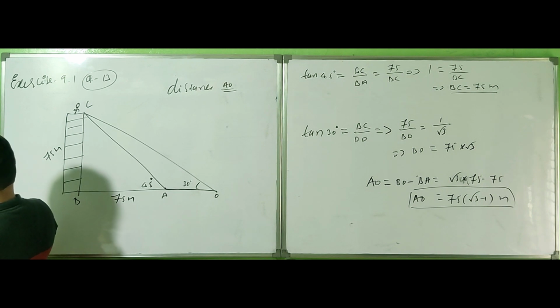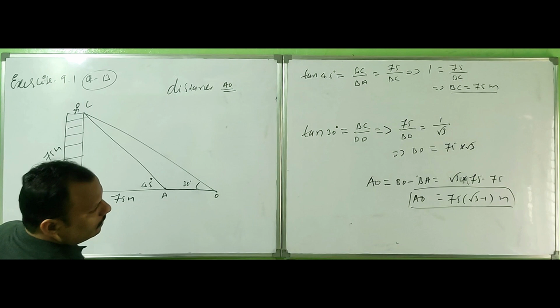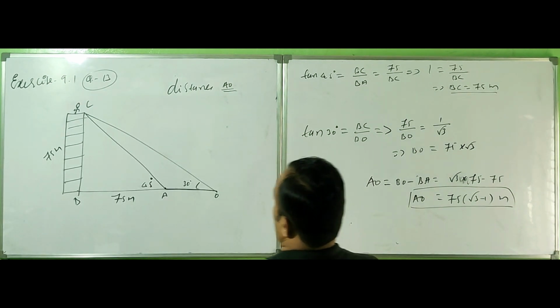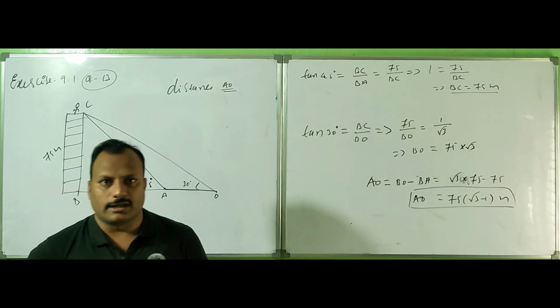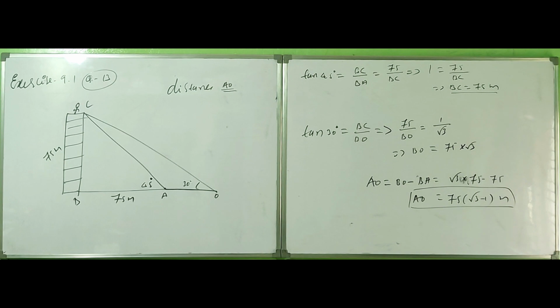Exercise 9.1, question 13: the answer is 75 into root 3 minus 1 meters. See, the questions are lengthy, but the solutions are simple, right?